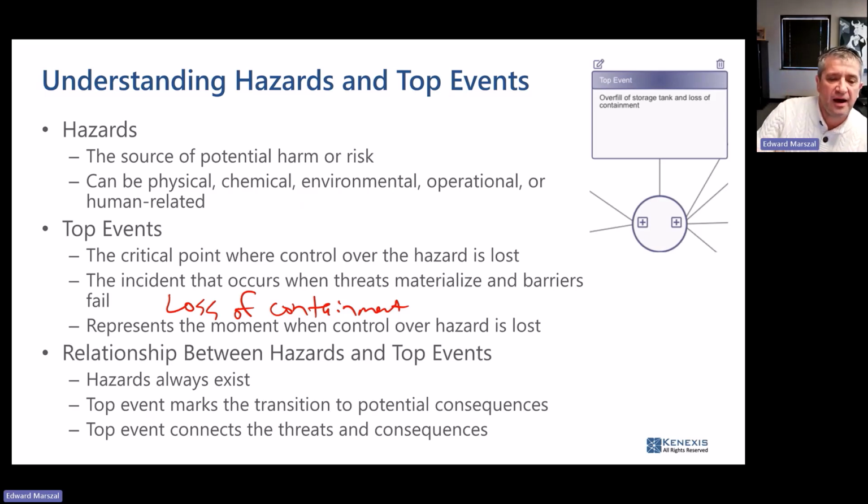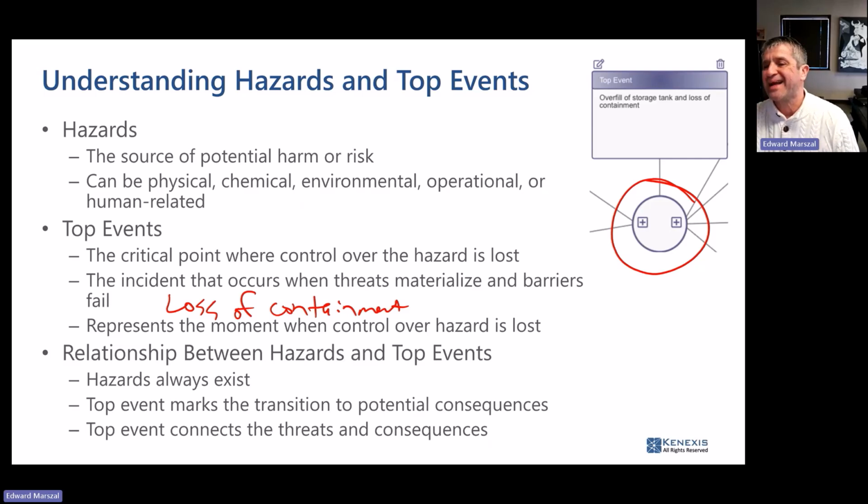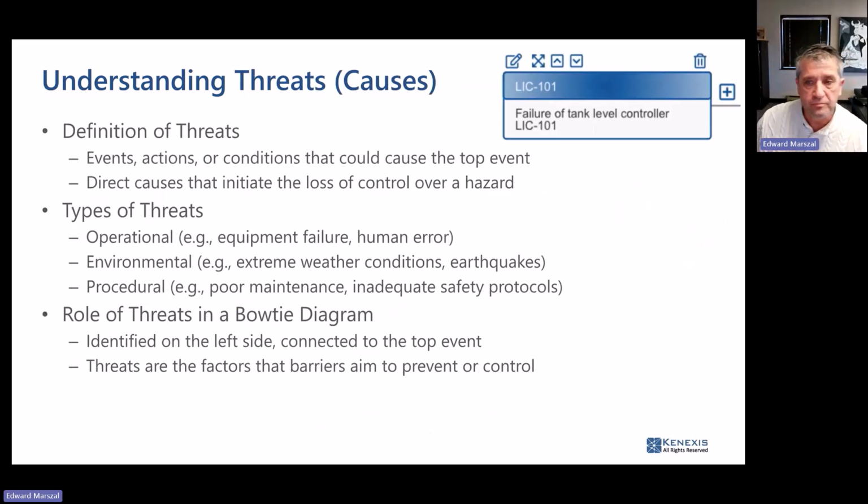And the relationship that exists between hazards and top events is that the hazard is always there. If I have a toxic chemical, I have a hazard. But as long as it's controlled, I don't have a top event. The top event is the loss of control over that hazard, and that top event is going to be the knot in my bow tie diagram.